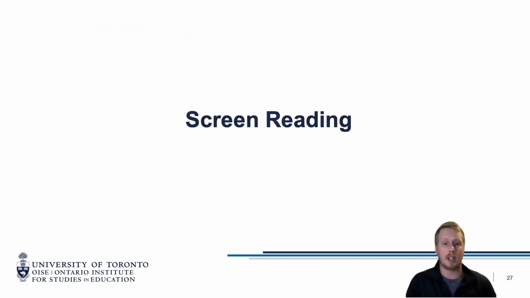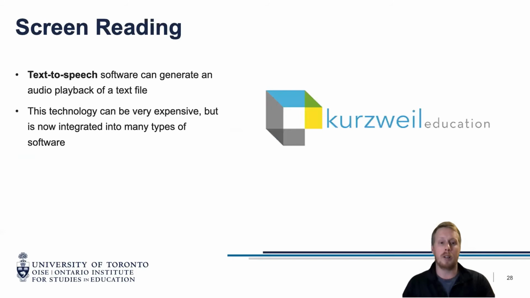All right, so now let's talk about screen reading. Screen reading, or what we like to call text-to-speech, is a really cool software that can generate an audio playback of a text file. Most commonly in universities, we know Kurzweil Education, and it's a program that students would often use where they could upload an academic journal and have it read back to them.